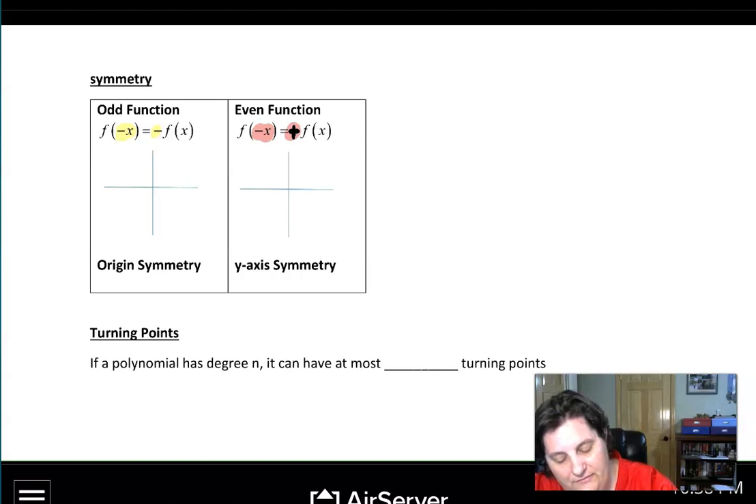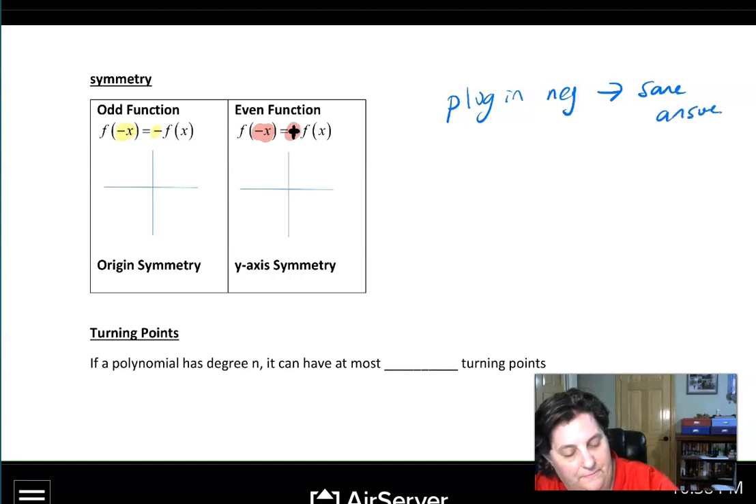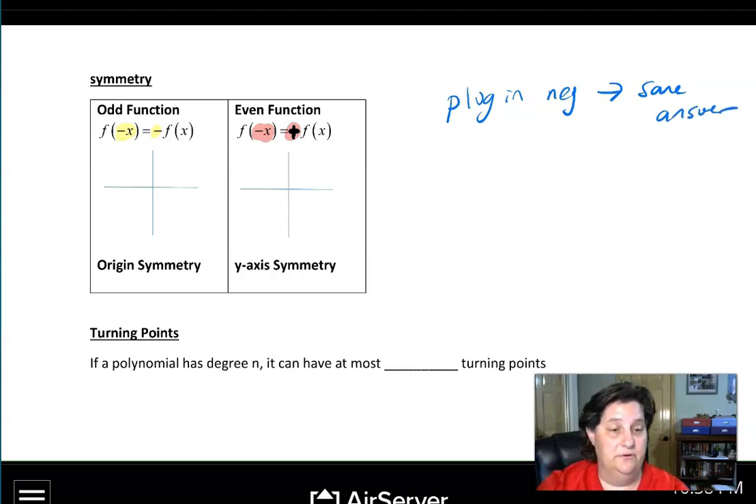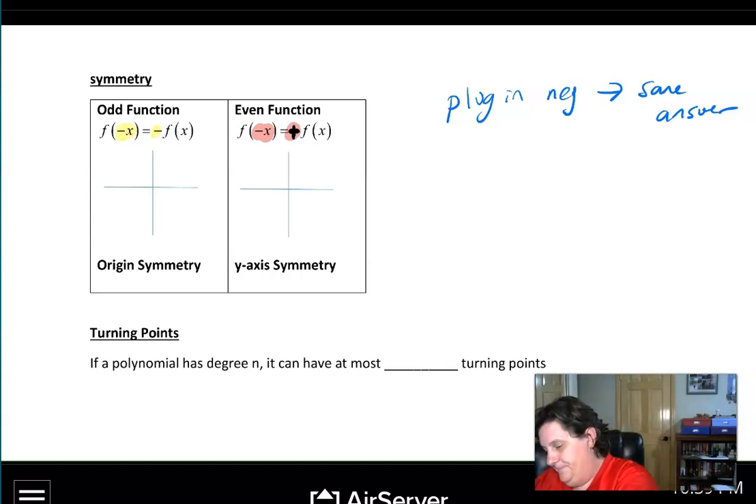What kind of graph could I plug in a negative number and get the same answer as when I plugged in a positive number? What kind of graph could I do that? Think about that real quick and see what you guys want to put.